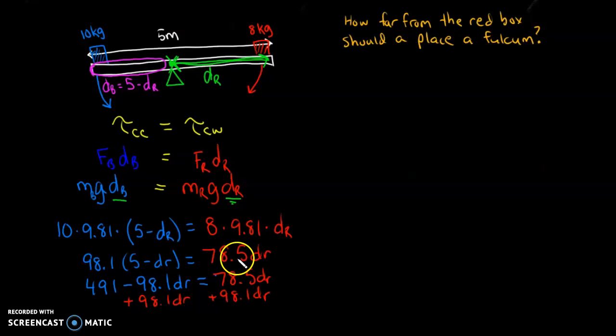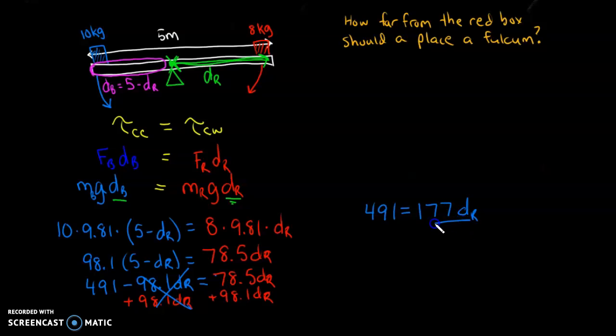Looks like I dropped my capitalization here. dr. All right, there we go. So that means this goes away. And I'm going to come over here. So 491 is going to equal 78.5 dr plus 98.1 dr. So it equals 177 dr.